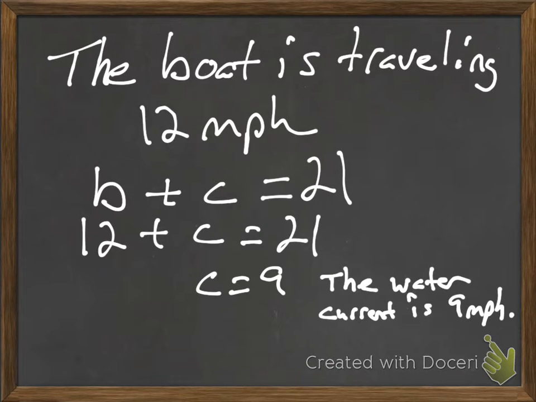Now we need to find the water current rate. So if b plus c equals 21, then that would tell us that c must equal 9. The water current is a rate of 9 miles per hour, and the boat rate was 12 miles per hour.